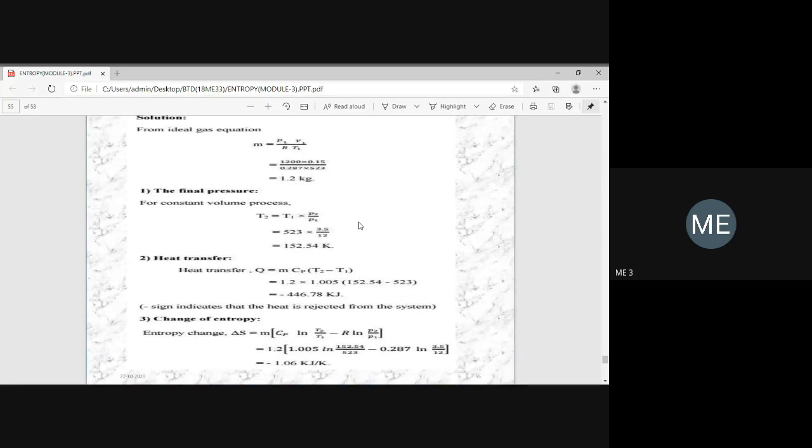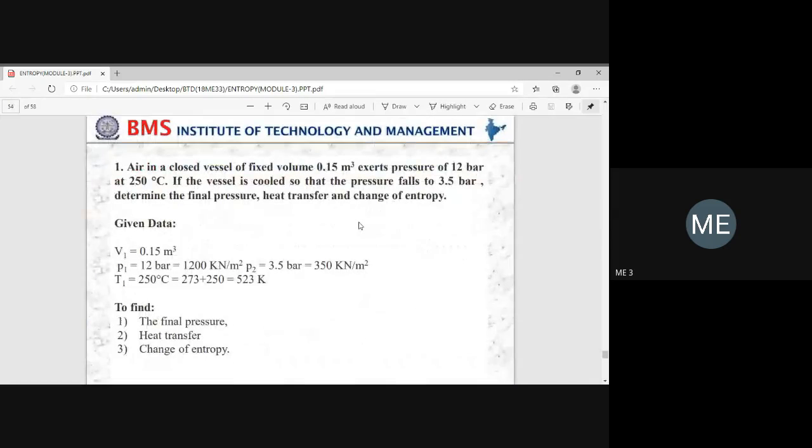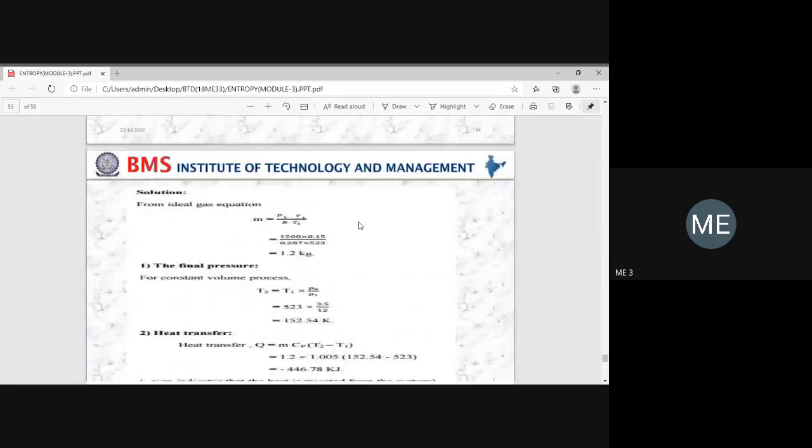Next, heat transfer. Heat transfer Q equals m Cv into dT. Use this formula: 1.2 into 1.005, T2 final temperature is 152.54 minus 523.